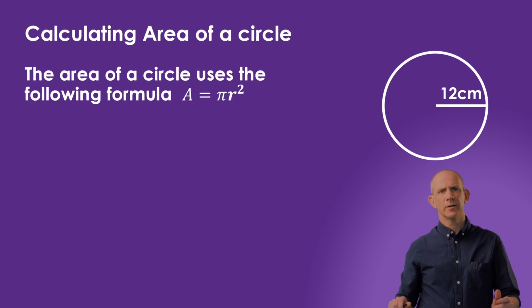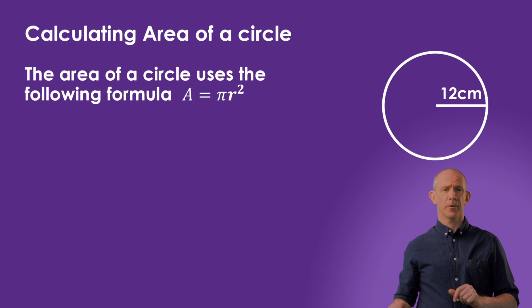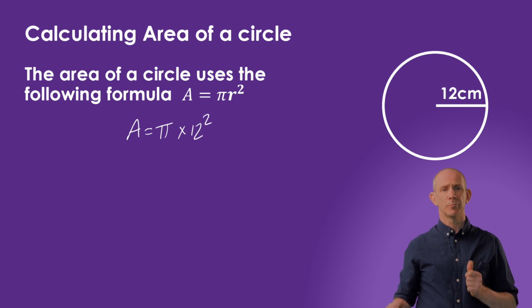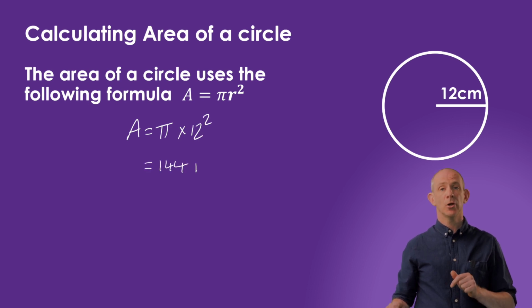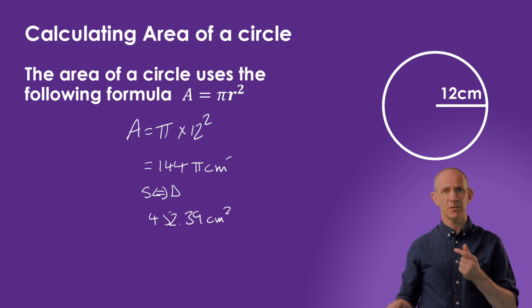The area of a circle can be gained by using the following formula. Area equals pi times the radius squared. If we were calculating it for this circle, the radius is 12, so we'd substitute that in for the formula. The area would equal pi times 12 squared, which would give us 144 pi if we weren't using the calculator, or we could press SD to get 452.39 centimetres squared.